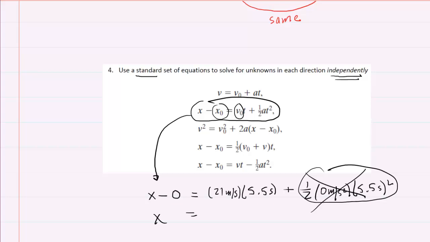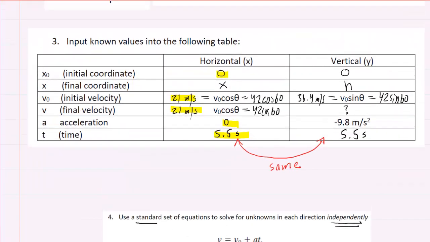And when you work that out, you would get 115.5 meters. So this would be the final x coordinate for the horizontal direction. I like to go back and fill that into my table once I've figured out that information. So we now have everything we need to know in the horizontal direction.